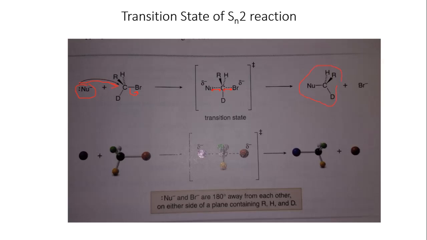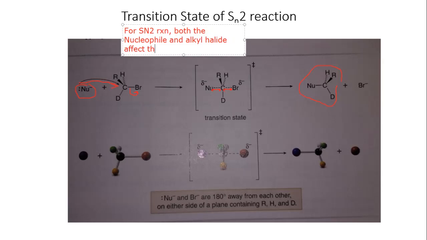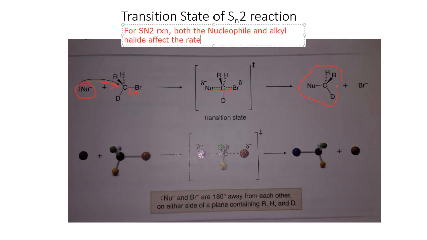Now, since this is a one-step mechanism, both the nucleophile and alkyl halide affect the rate. So again, SN2 is a one-step bimolecular mechanism, and since it's a one-step bimolecular, both the nucleophile and the alkyl halide affect the rate.